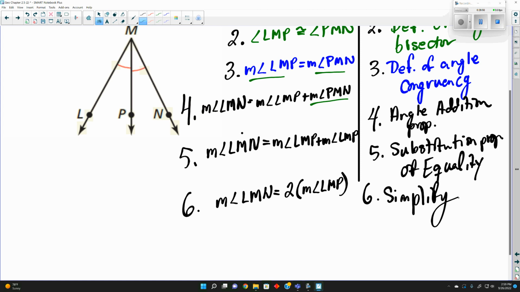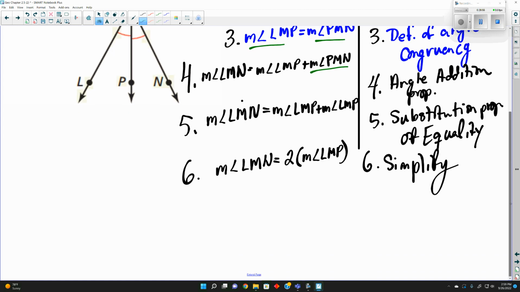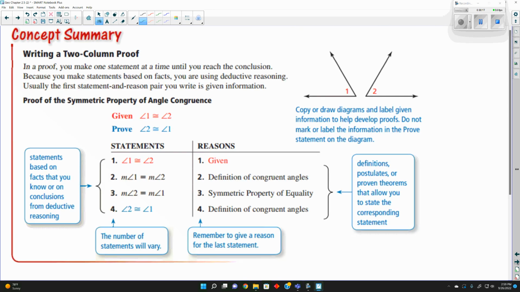On the bottom one, on number 6, what does it say? The measure of angle LMN is equal to 2 times the measure of angle LMP. If we wanted to, we could have proven from here that half the measure of angle LMN is equal to the measure of angle LMP. But we're not going that far.